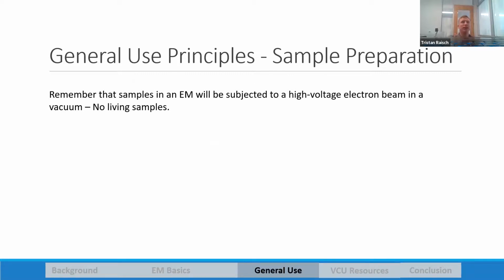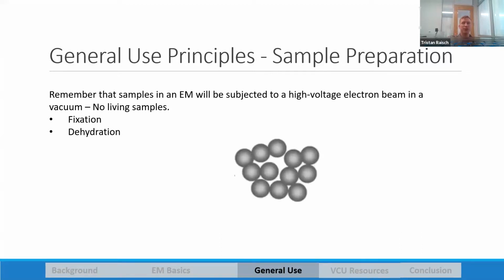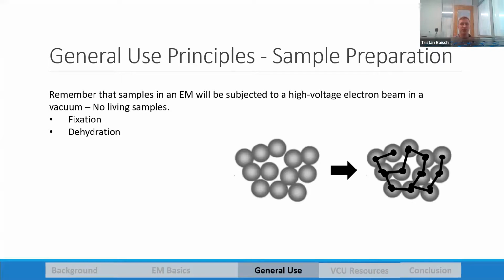The main idea here is that the sample will be subjected to a high voltage electron beam in a vacuum, and therefore, with a couple of exceptions, you really can't image living samples. To survive in this environment, the samples must be fixed to survive contact with the beam, typically in an aldehyde solution, such as glutaraldehyde or formaldehyde, which forms cross-links between the proteins in the sample, allowing them to remain rigid in the path of the electron beam.